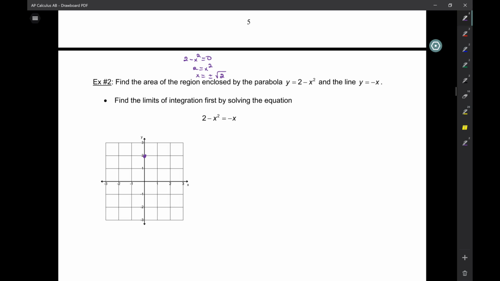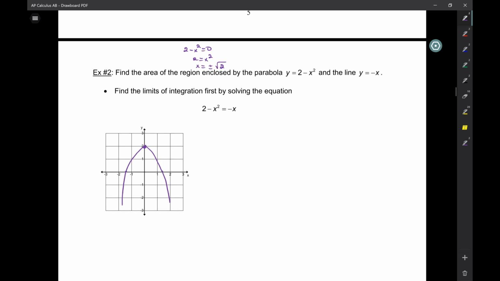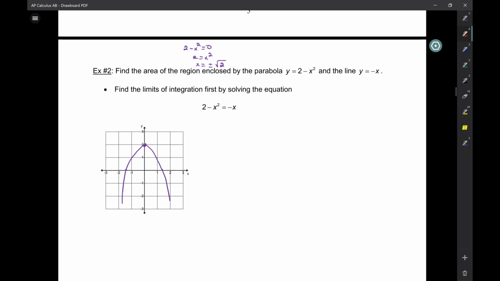How much is root 2? Is it greater than 1, greater than 2? Where is it? Between 1 and 2. So between 1 and 2, that's right there. So this is going to look like this. I don't need NASA precision, but it should go up to 2. And now y equals negative x. I know exactly how that looks.